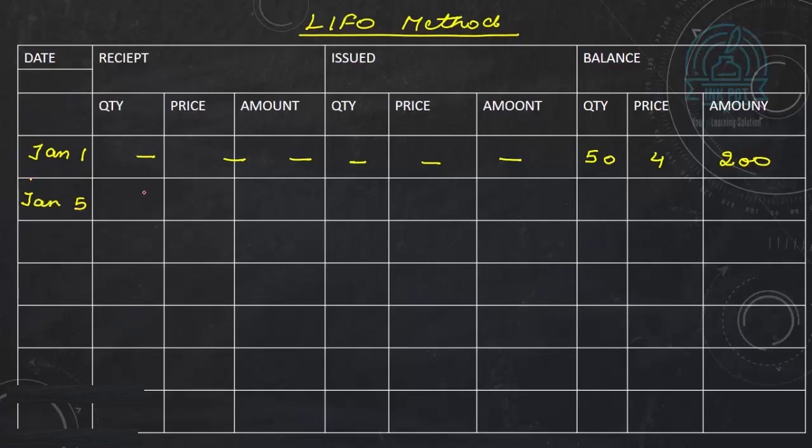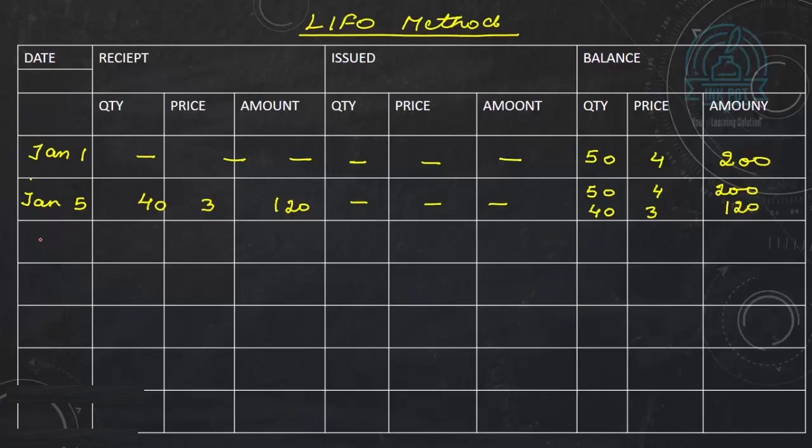Now we have 40 units received on Jan 5 at the rate of 3. Amount is 120. Now we have not issued anything. Again, moving on to balance, we have 50 units at the rate of 4 and we have 40 units at the rate of 3. So amount is 200 and 120, right?